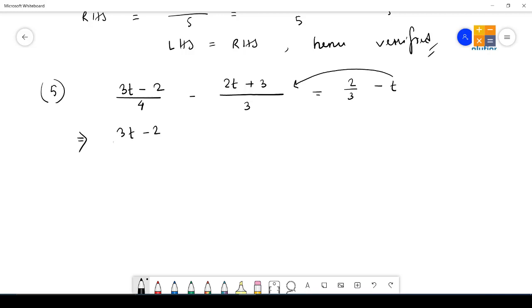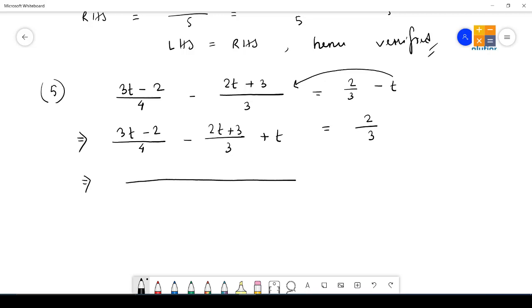3t minus 2 divided by 4 minus 2t plus 3 divided by 3 plus t is equal to... I had already shifted this minus t to the opposite side with a plus sign, that is equal to 2 by 3. So after this, I can take the LCM of 4 and 3. What is the LCM?